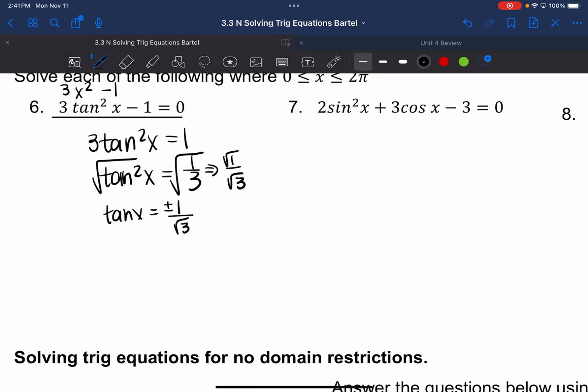Okay, only thing here is we don't like to leave a square root in the bottom, right? How do we fix that? How do we rationalize the denominator? Times the bottom. All right. So root 3 in top and bottom. So I'm going to end up with tangent of x is equal to plus or minus, right.